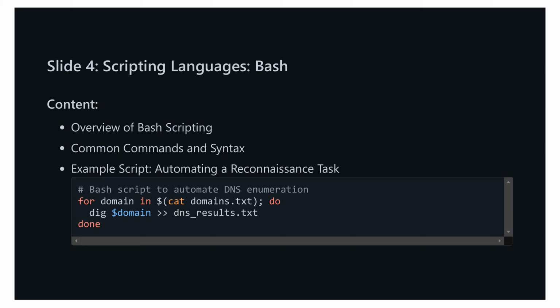In this script, the for loop iterates through each domain listed in domains.txt. The dig command queries DNS information for each domain and appends the output to dnsresults.txt. Moving on to the next slide, we'll dive into Python scripting. We'll cover an overview of Python scripting, its common libraries and functions, and provide an example script demonstrating how to perform web scraping using the requests library and Beautiful Soup.